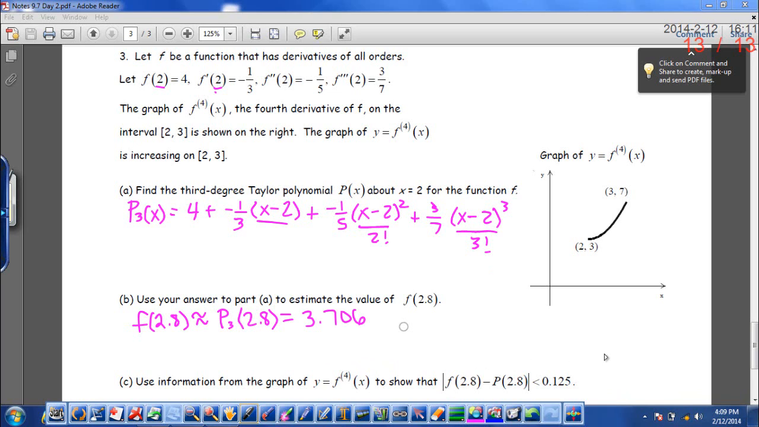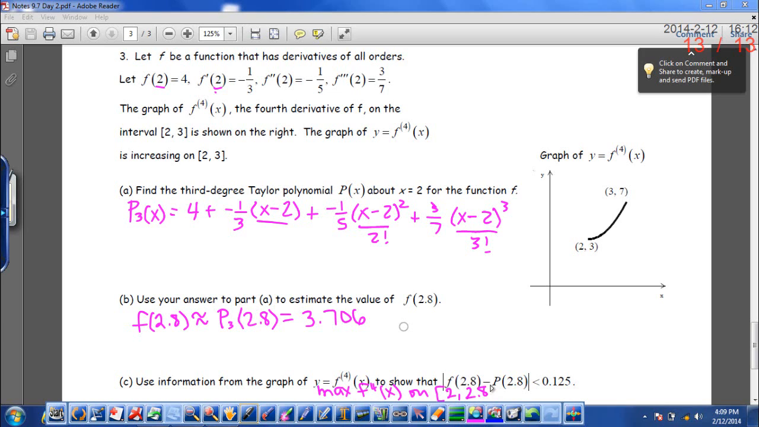All right, part C, use the information from the graph of the fourth derivative of x to show that f of 2.8 minus p of 2.8 is less than 1.25. Okay, so this is our error. It's asking us to find the error. And we're supposed to use this graph right here. Well, remember that if we use the third degree, our error is all going to be fourth degree. So we need to find the maximum of my fourth derivative on the interval between 2 and 2.8.